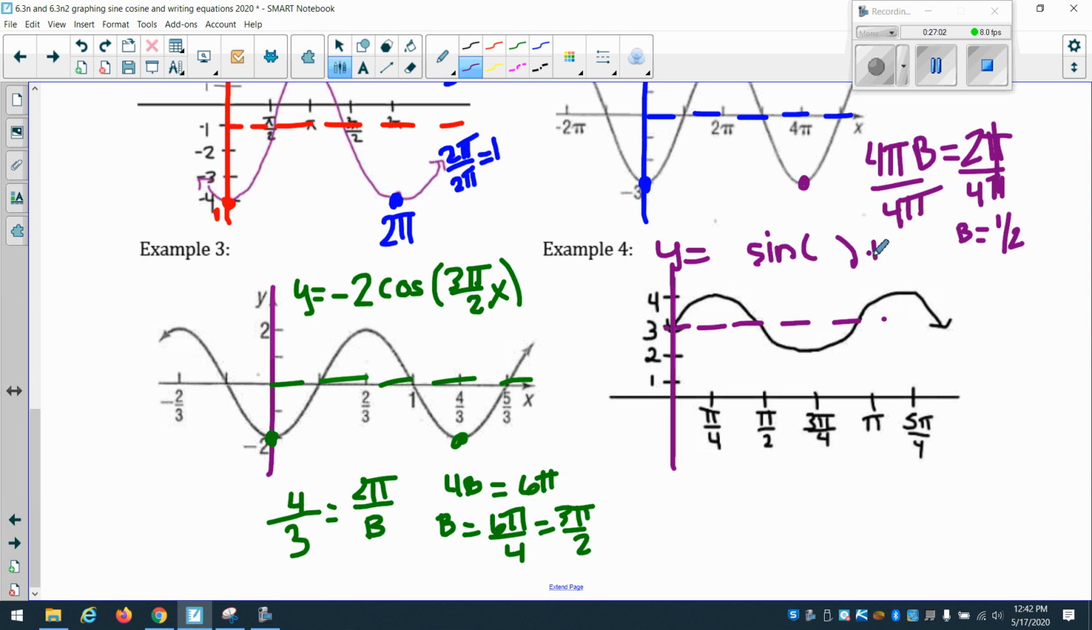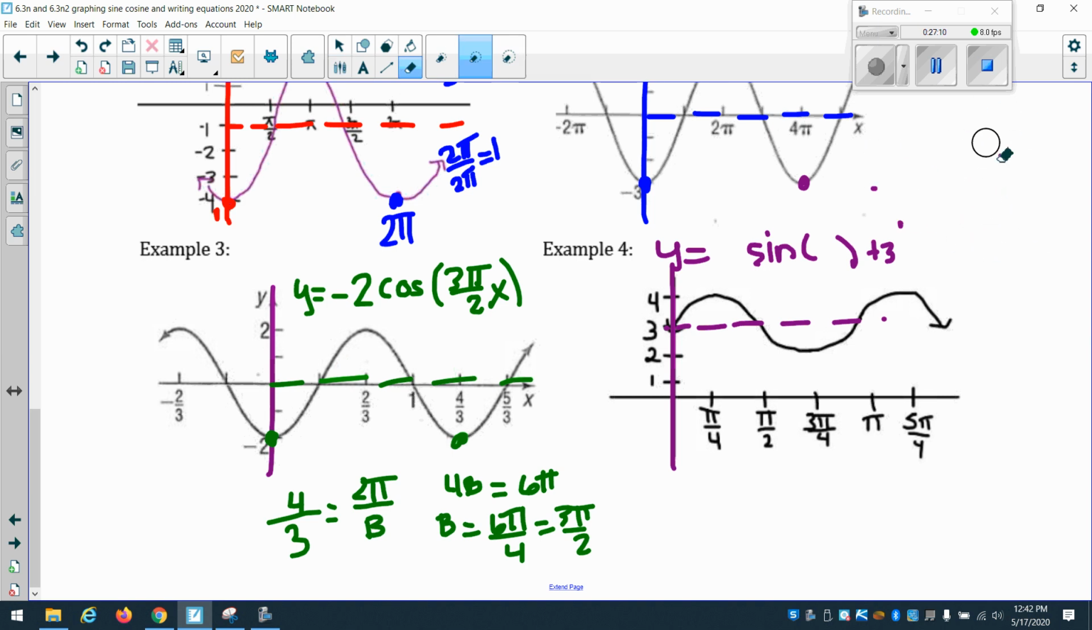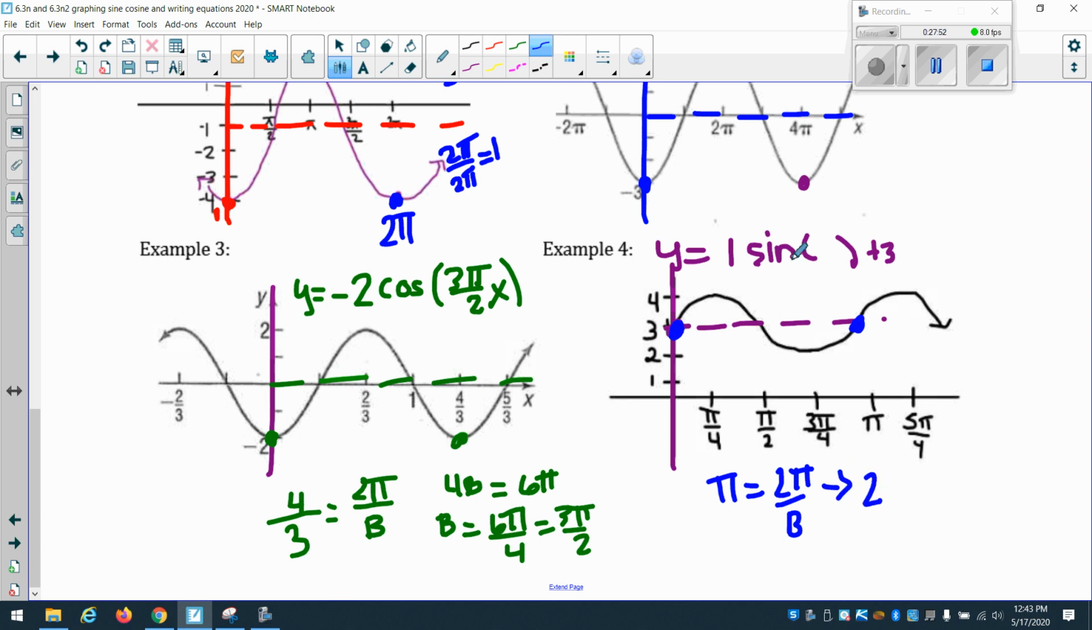And plus 3. I'm going to quickly erase this so we don't get confused. Now if we look, our amplitude is 1, because the distance from the midline to the max, midline to the min, is 1. Now we have to find the period, which is when do we reach the middle again? We reach the middle again at pi units. So again, we take pi equals 2 pi over b, cross multiply, and you will see b equals 2. So you have 2 times x.